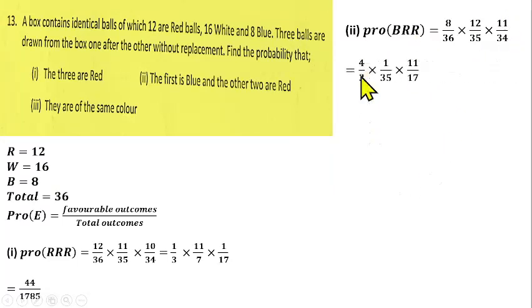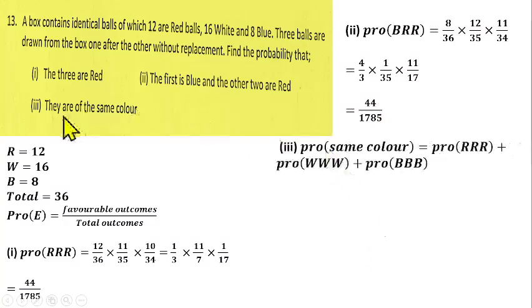If you simplify that further, don't forget it is without replacement. So 4 over 3 times 1 over 35 times 11 over 17. So that should give us 44 over 1785. Then the probability of picking the same color, that will be the probability of red, red, red, or the probability of white, white, white, or the probability of blue, blue, blue.